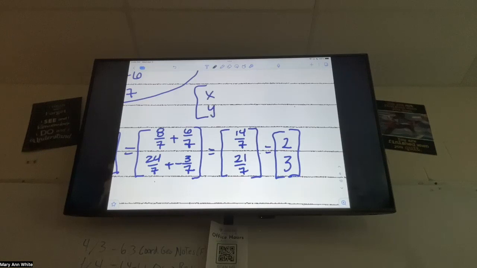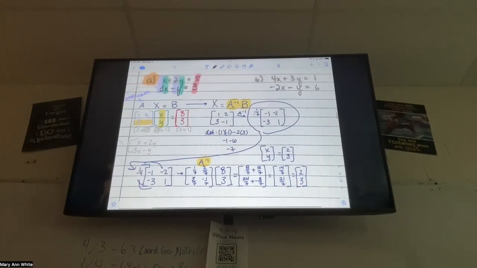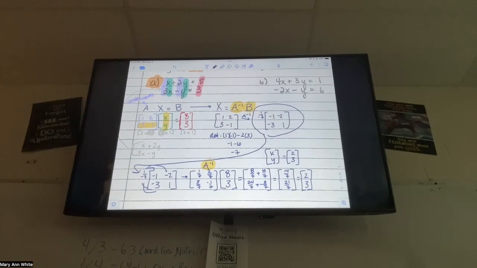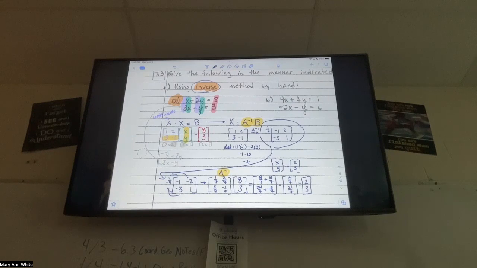So that means my matrix of X over Y is equal to my matrix of 2 over 3. So X is 2 and Y is 3. So could we have solved this system of equations using elimination or substitution? Absolutely, but I asked us to do the inverse method, so we did it this way. Okay.